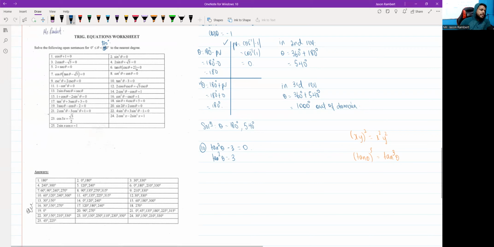So if I were to change up the terminology a little bit, just for visual purposes, I would have tan theta all squared is equal to 3. I'll just change how it looks. I know how to deal with a square. I will square root both sides.